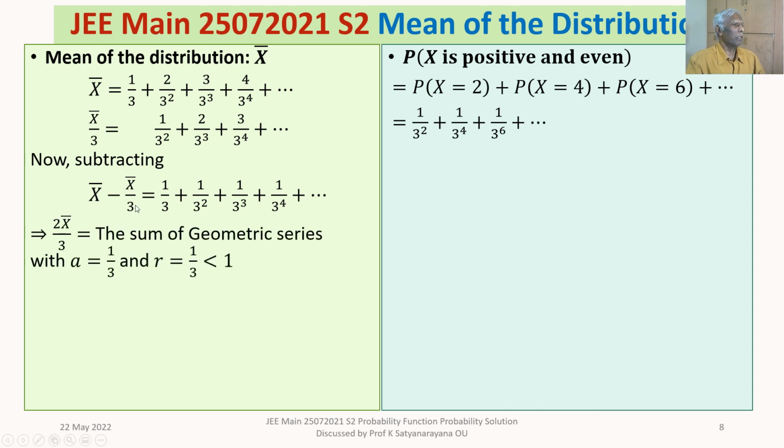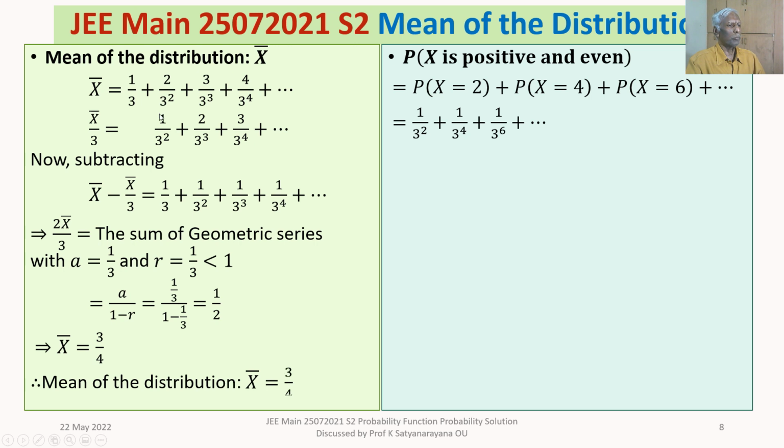X bar minus X bar by 3 is 2 times X bar by 3, and on the right hand side we have a geometric series with the first term a equal to 1 by 3 and the common ratio r equal to 1 by 3, less than 1. In such a situation, the sum formula is a by 1 minus r, that is 1 by 3 by 1 minus 1 by 3. Simplifying, we get 1 by 2. And this is the value of 2X bar by 3. Therefore, X bar is equal to 3 by 4. So the mean of the distribution X bar is 3 by 4.